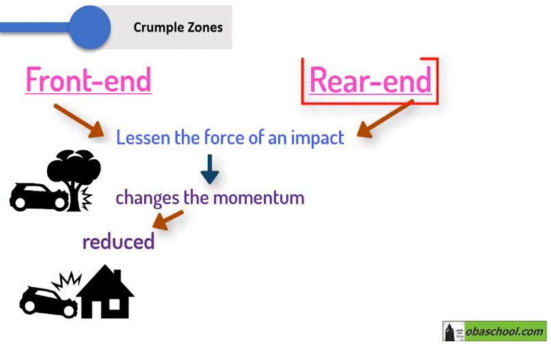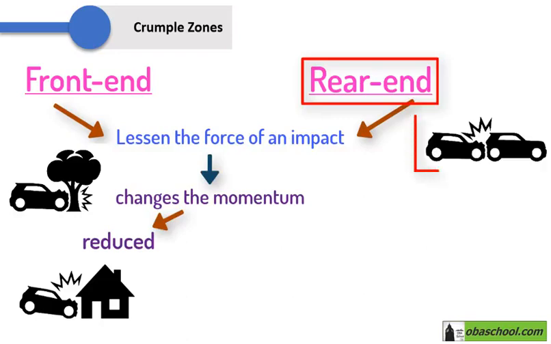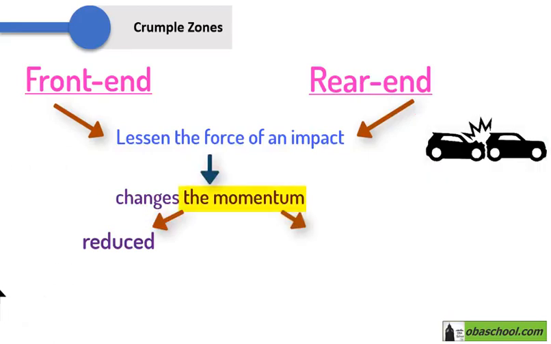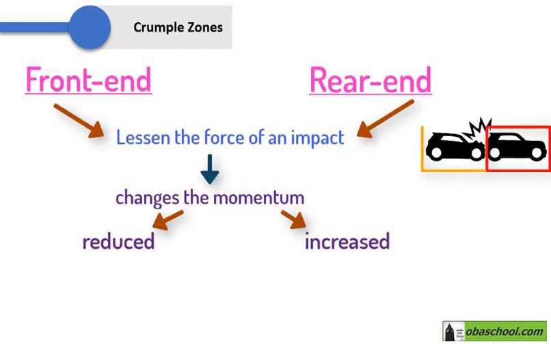However, in a rear-end impact, for example, where a vehicle is struck from behind by another vehicle, the momentum of the car is increased. This car or the other vehicle that hits the car increases its velocity.